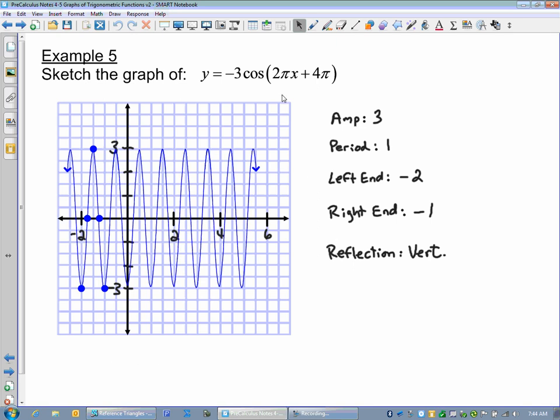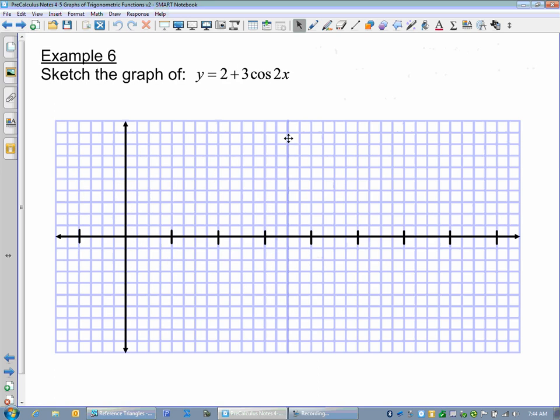We can see our graph because 2 pi is really 6.28 approximately. So we're really compressing our graph a lot here. That's why it looks so compressed horizontally. And I give you plenty of cycles here, more than just the first cycle, to see the periodic nature of this curve. All right, let's look at our final example.